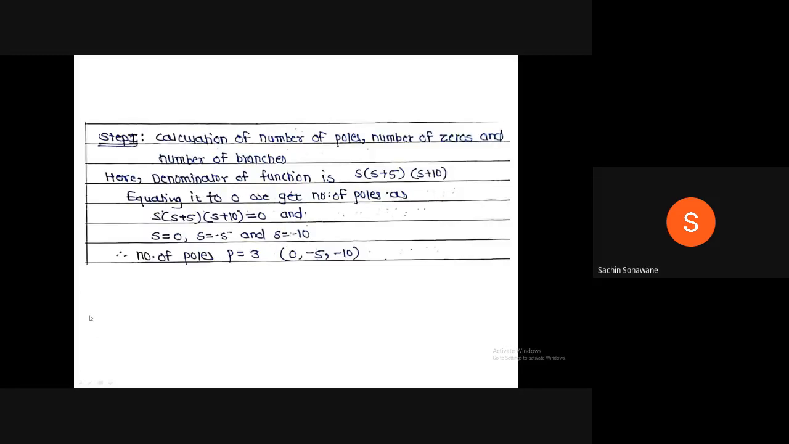Therefore, first of all, step 1: calculation of number of poles, number of zeros and number of branches. Here the denominator of the function is s into s plus 5 into s plus 10. Equating these three factors to 0, we get s is equal to 0, s is equal to minus 5, and s is equal to minus 10. Therefore number of poles P is equal to 3.